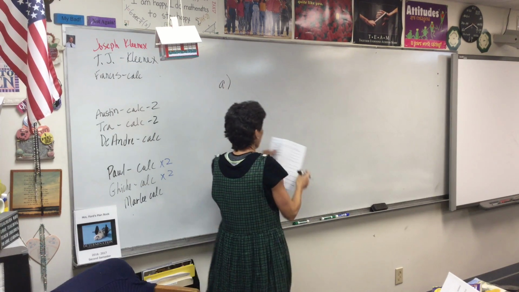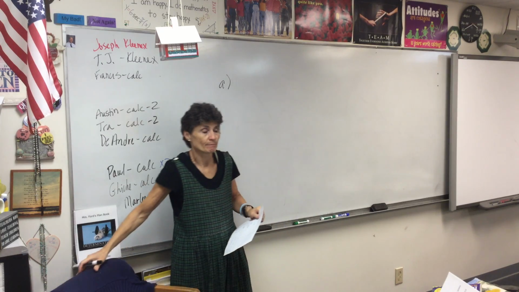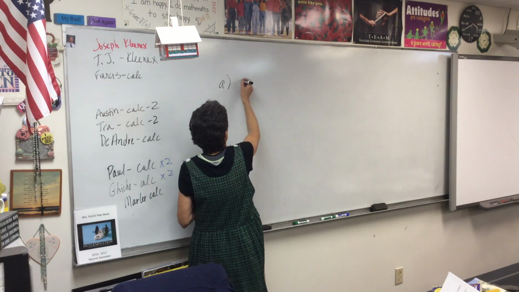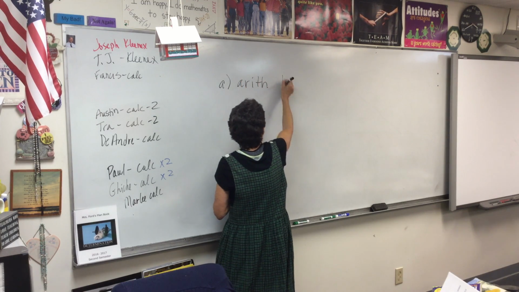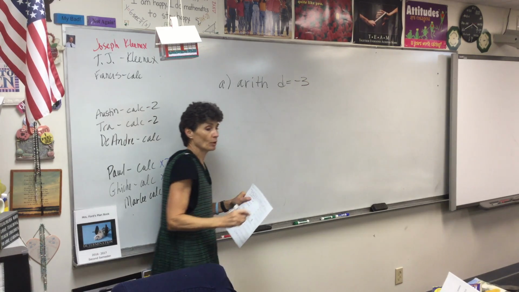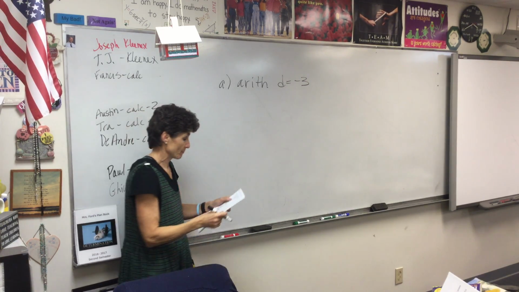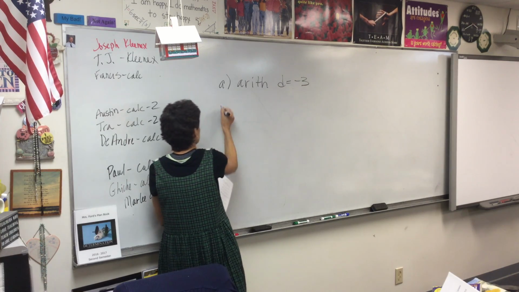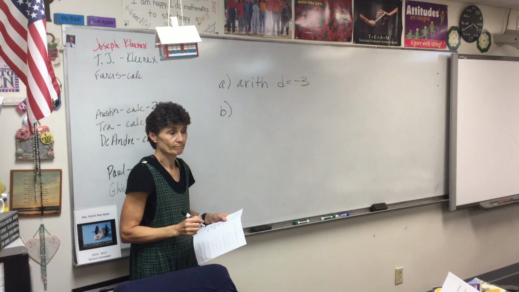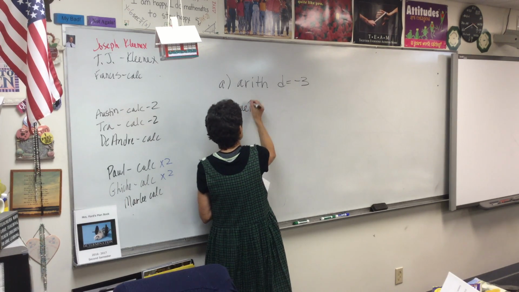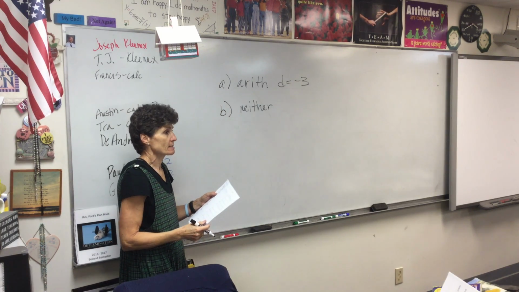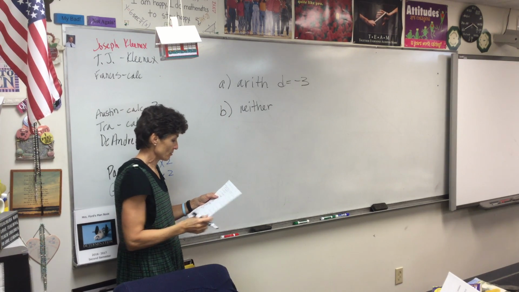A. What kind of a sequence is this? Arithmetic. Yeah. And the difference is negative 3. We're going down by 3s. How about B? What's happening in B? Neither. There's nothing going on there. Now, there's a pattern for sure, but it doesn't matter. It's not arithmetic or geometric.